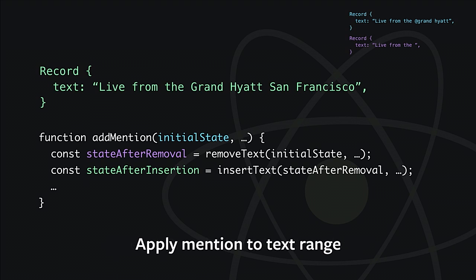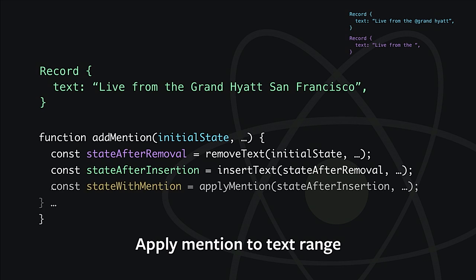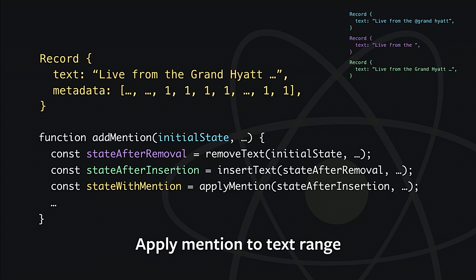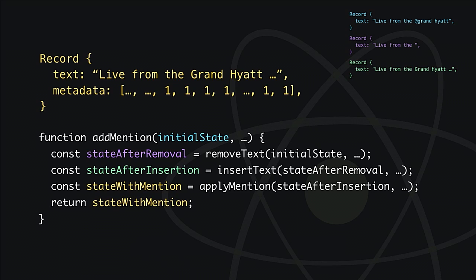The next thing we want to do is apply a mention to the text range. So we're going to go ahead and do that, pass in state after insertion, and apply mention is going to apply some metadata to it, and we get the state with the new text and the mention applied. So we're done with that previous record, and now we have our final record. You can think of that one as just some reference to a blob of metadata that has information about the Grand Hyatt San Francisco. And that's the one we return.